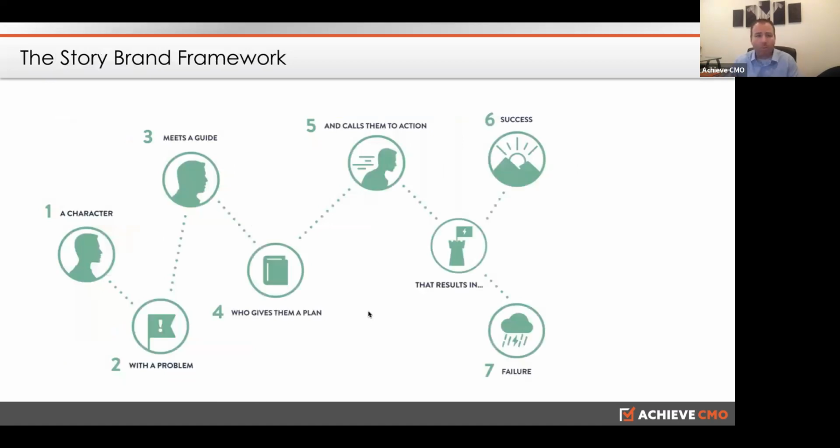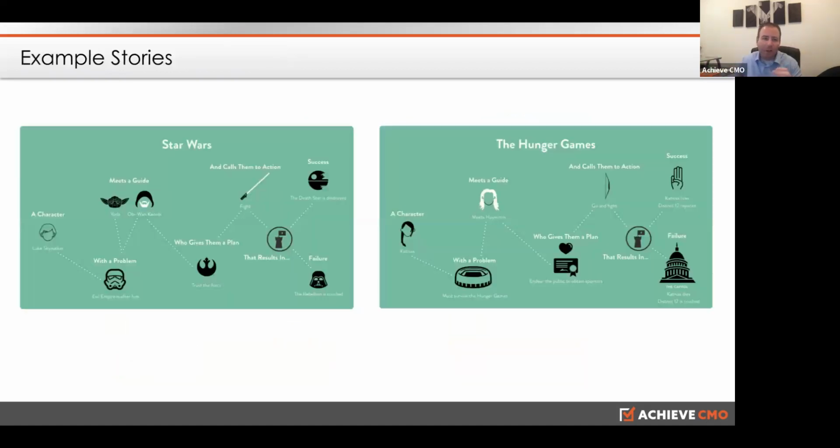So the StoryBrand framework basically goes like this. You have a character who has a problem, who meets a guide, who gives them a plan and calls them to action that results in success or failure. This is a story. The story framework is used in a lot of Hollywood films.